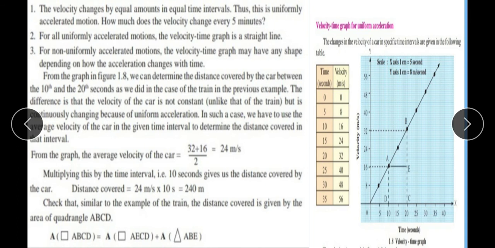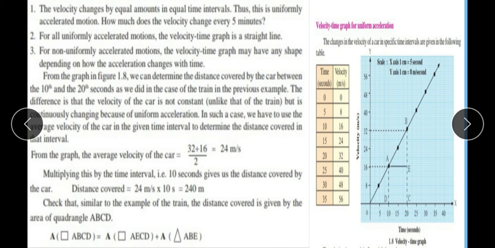Now observe the graph and table. In this table, time and velocity are given. At 0 seconds, the velocity is 0. At 5 seconds the velocity of the object is 8 meters per second. At 10 seconds the velocity is 16 meters per second. At 15 seconds the velocity is 24 meters per second.